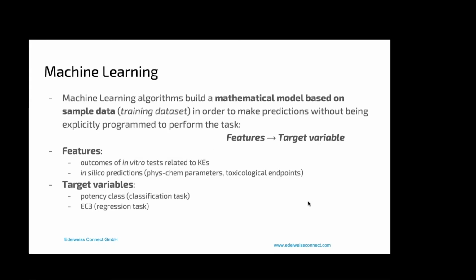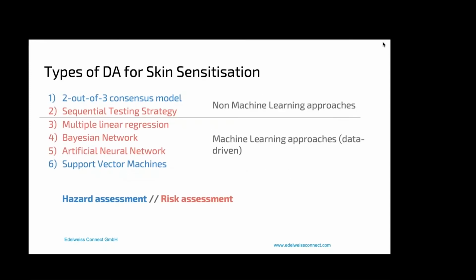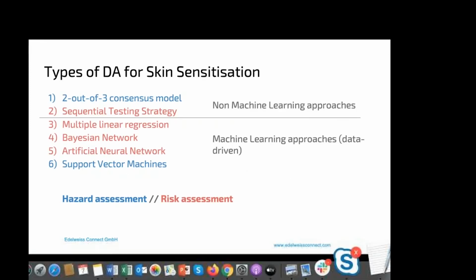So briefly about machine learning. Basically, this means that we build a mathematical model that takes inputs, so features, which in our case are results from in vitro tests or in silico predictions if we have them, and it tries to predict a target variable, which in our case is the EC3 concentration or potency class derived from EC3. And this model is built on the training dataset.